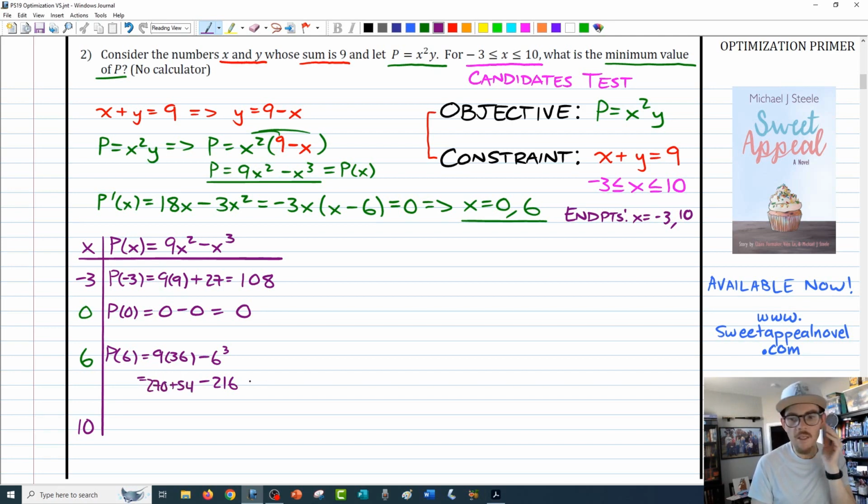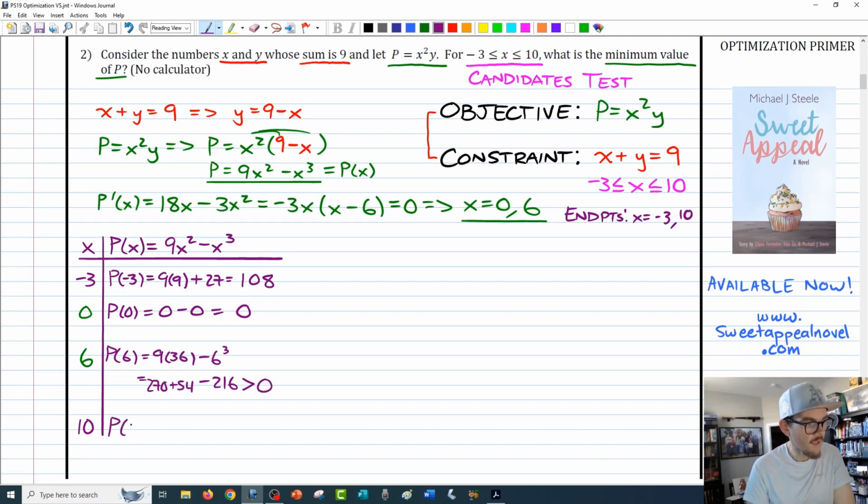The important thing for me to note here is that, yeah, I could show that this is equal to 108, but I don't really have to. The important thing is this is larger than 0, so it's not going to be the absolute minimum. So I'm going to stop calculating it right now just to save myself the arithmetic trouble. The arithmetic trouble, however you want to say it.